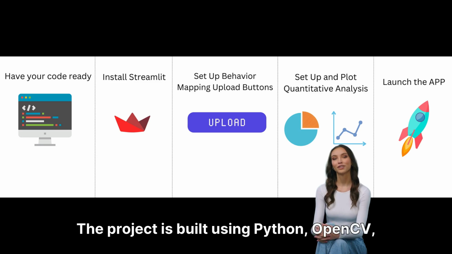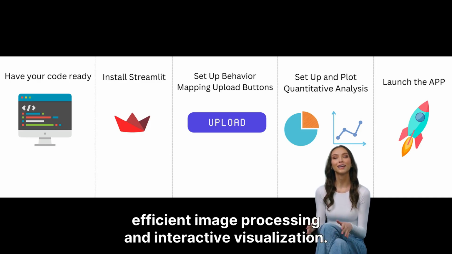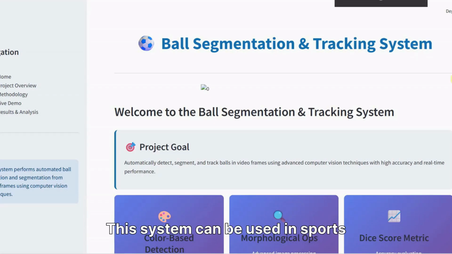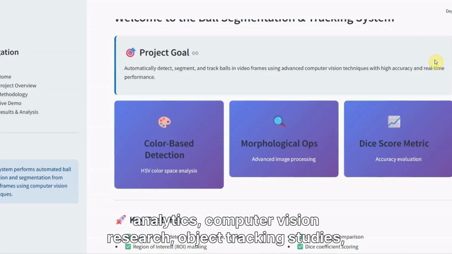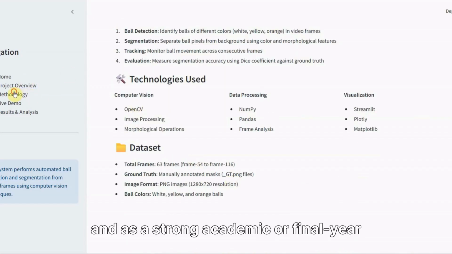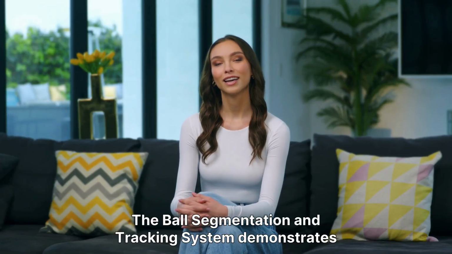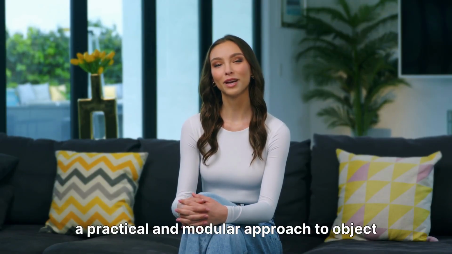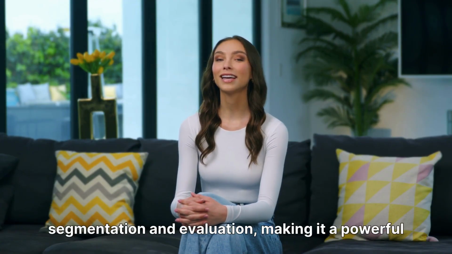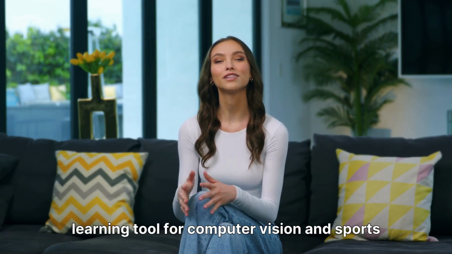The project is built using Python, OpenCV, NumPy, Pandas, Streamlit, Plotly, and Pillow, ensuring efficient image processing and interactive visualization. This system can be used in sports analytics, computer vision research, object tracking studies, and as a strong academic or final year project demonstration. The Ball Segmentation and Tracking System demonstrates a practical and modular approach to object segmentation and evaluation, making it a powerful learning tool for computer vision and sports analytics.